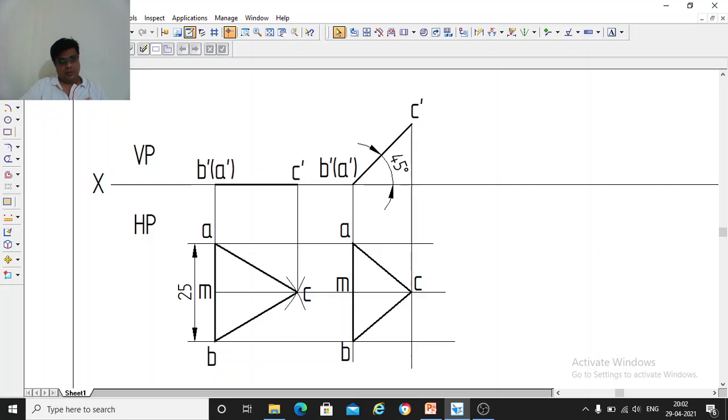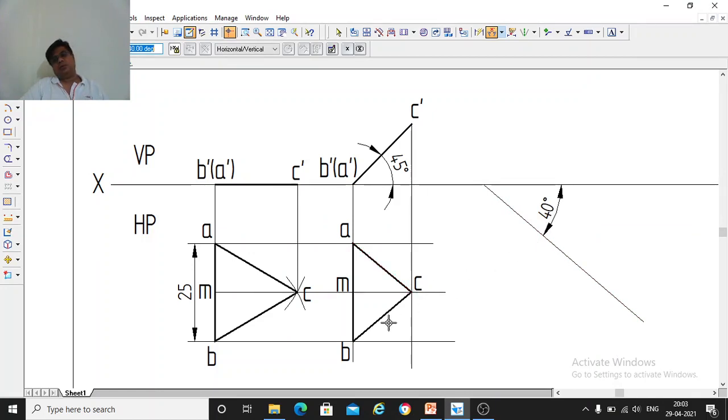So as usual, you draw a line, you leave some small gap here, and from this XY line you draw a line at an angle of 40 degree. It is same as the previous problem. So draw a line at 40 degree. So that angle, that 40 degree, you can show here.